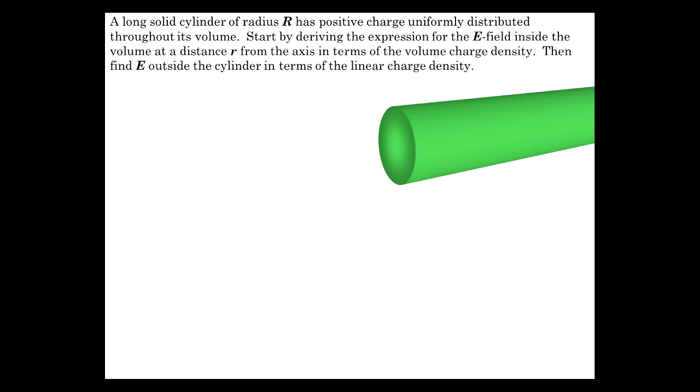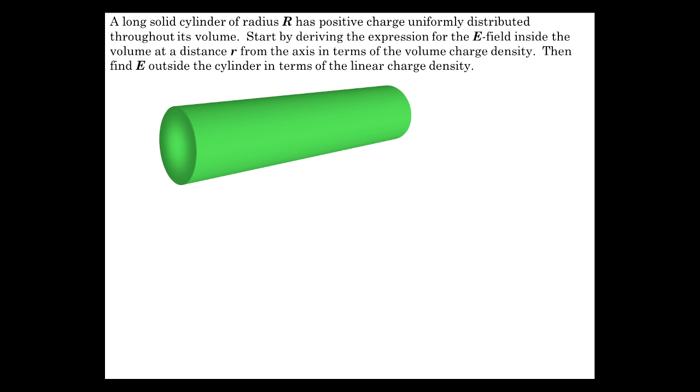Okay, this time we're going to consider a uniformly charged long cylinder. And we're going to figure out the electric field in all space. So it's got radius capital R. Volume charge density is constant. And here's a Gaussian surface inside this thing. It looks like a solid cylinder, but it's not. It's just a Gaussian surface within.